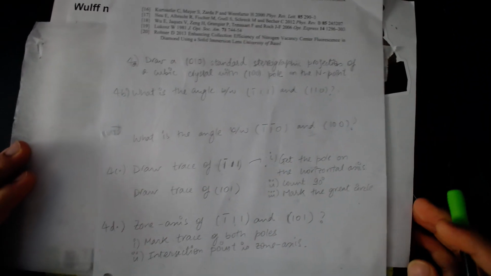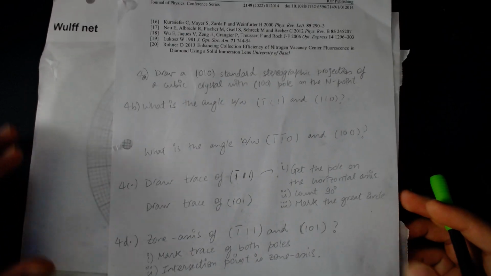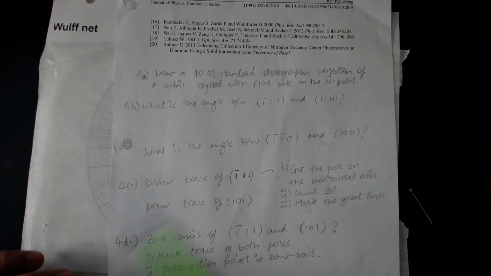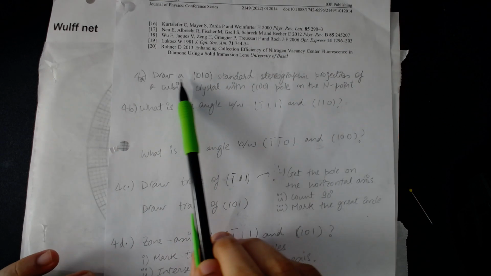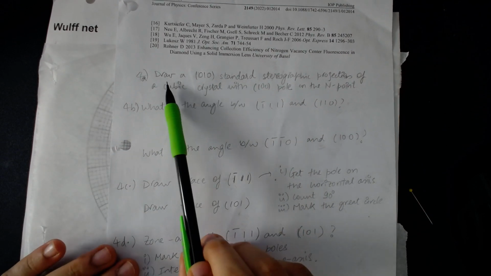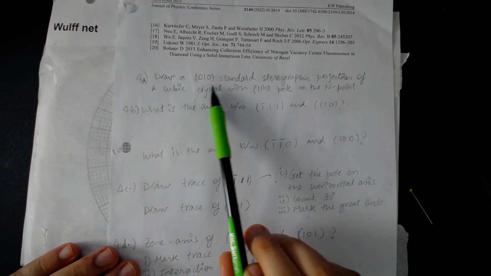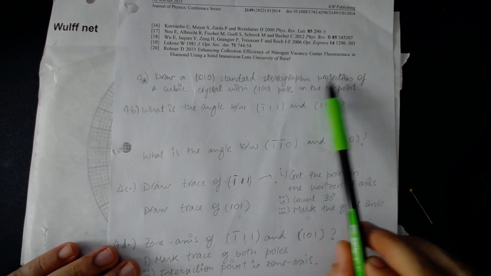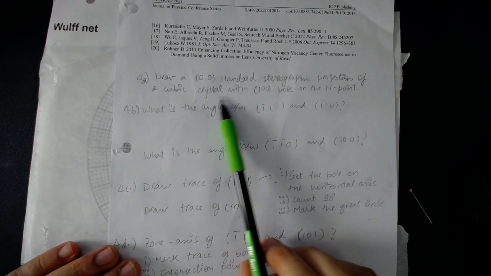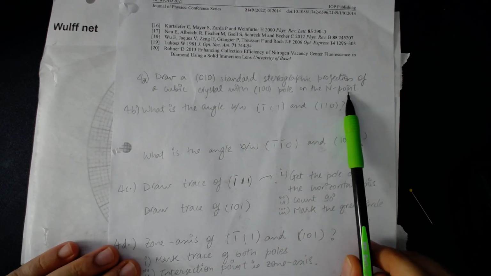Alright, so let's do another example problem where we talk about other types of questions that we can solve related to stereographic projection. So just a quick recall, in the first video where we did part A, we learned how to draw a 0, 1, 0 standard stereographic projection of a cubic crystal with a 1, 0, 0 pole on the north point.